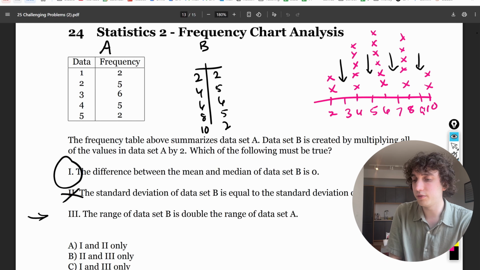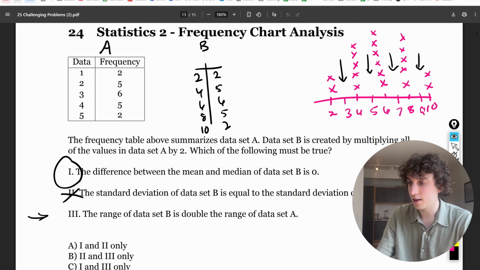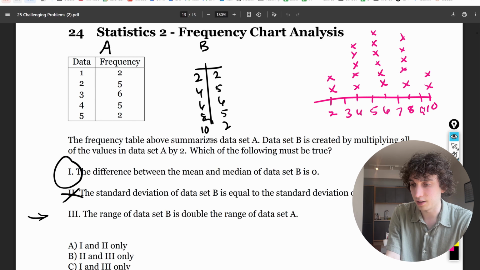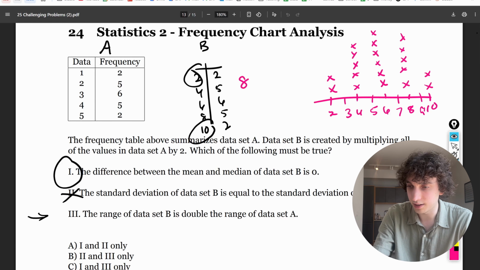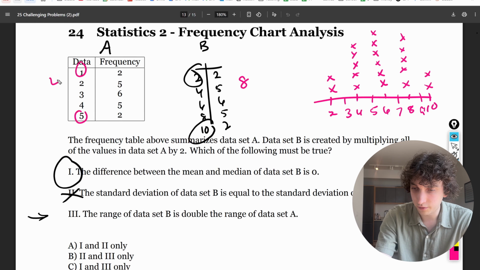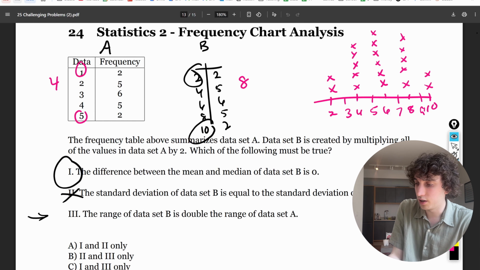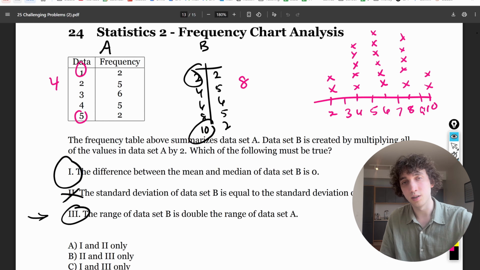And finally, the range of dataset B is double the range of dataset A. So the range, this is probably the easiest one to answer, we can calculate by taking the maximum value and subtracting the minimum value. 10 minus 2 is 8 in dataset B, and then 5 minus 1 is 4 in dataset A. So sure enough, the range is indeed doubled when we double all of the values.